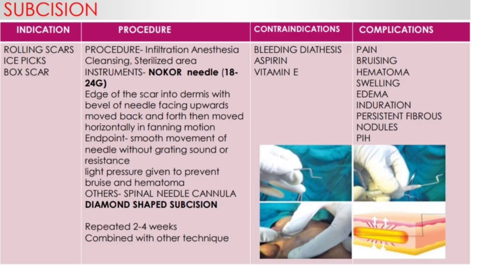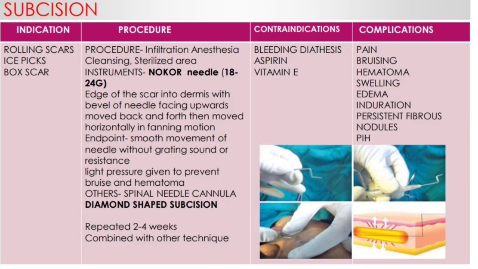Next comes subcision. Subcision is indicated mainly for rolling scars because of the dermal tethering. It breaks the fibrous strands, and it can be used for ice pick and box scars. The procedure requires infiltration anesthesia, and the area to be treated should be cleansed and sterilized properly. Instrument: a Nokor needle, 18 to 24 gauge, is generally used depending upon the scar.